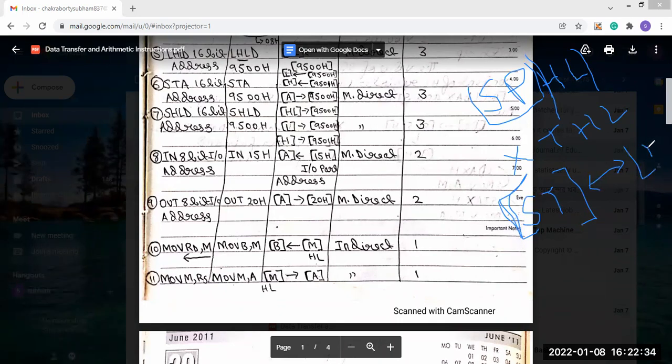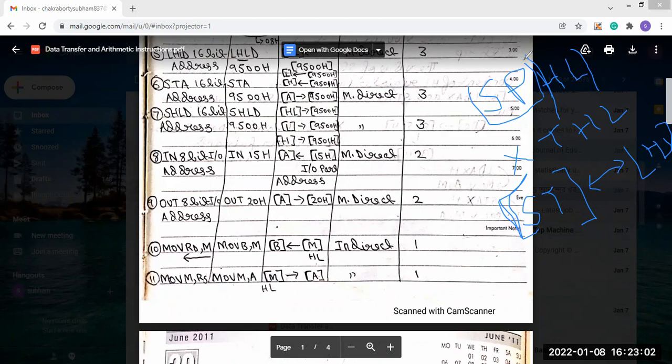So the content of the HL register will move to the ST, or the content present in this ST register pair will move to the HL register pair. This is all the 16 commands. The 16 commands are present for our data transfer.